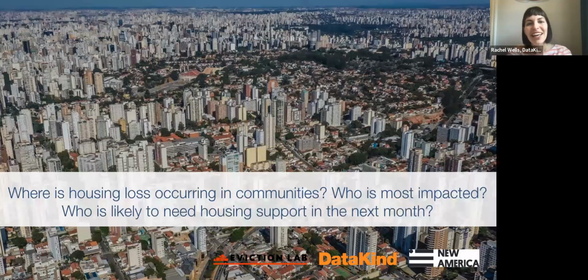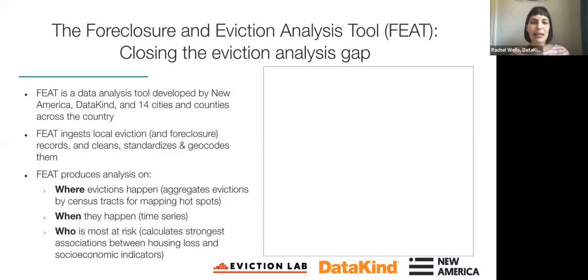Another example of machine learning and AI in the social sector is thinking about housing. Landlords in the US file around 3.6 million evictions each year, but we still know very little about the prevalence, causes, and consequences of housing loss. So in order to find out how many people are going to need housing support, where housing loss is occurring in communities, and who is most impacted, we are analyzing eviction data to support housing leaders.